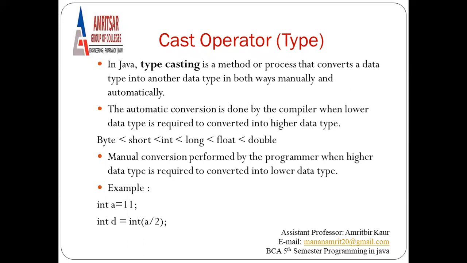For example, here int a equals 11 and int d. Now when we divide 11 by 2, the result will be a decimal. So now we convert it to int by passing this value to an integer. Here I am writing int in brackets for typecasting.